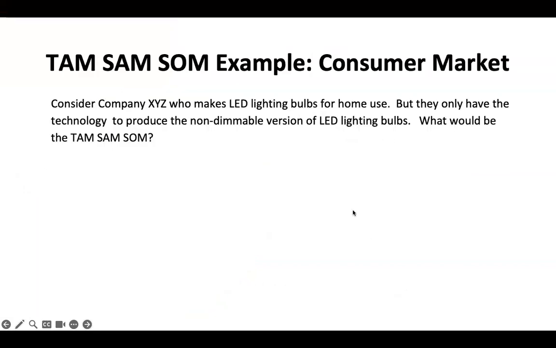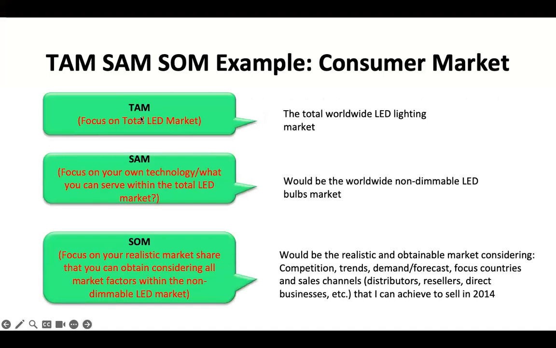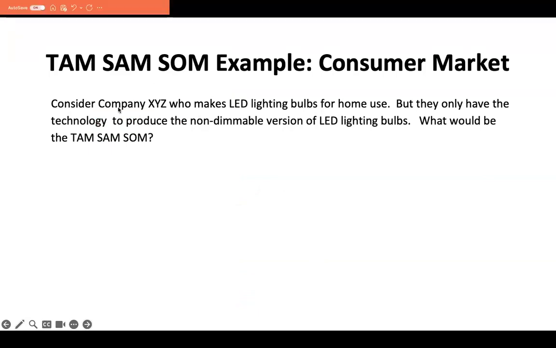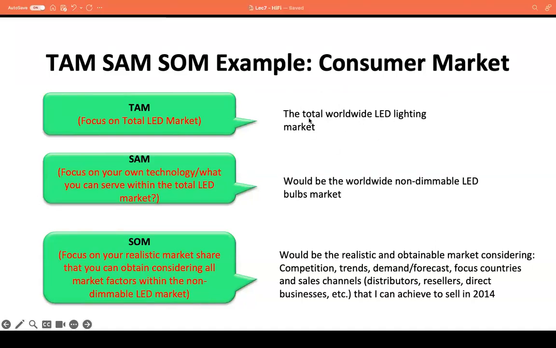Okay, so here's an example. Assuming that we have a company XYZ who makes LED lighting bulbs for home use, but they only have the technology to produce a non-dimmable version of LED lighting bulbs. So what would be the TAM, SAM, and the SOM? So the TAM refers to the total addressable market, right? So it focuses on the total LED market. So given this context, okay, we then have this TAM, the total worldwide LED lighting market.